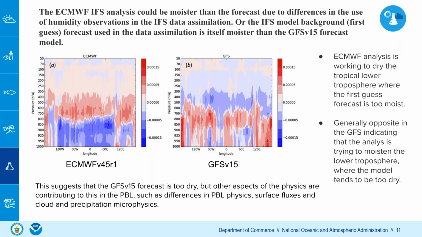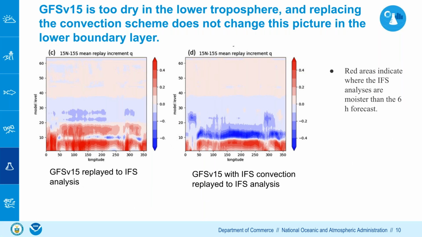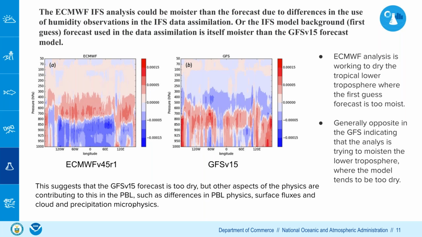I think it suggests that it's mainly due to the model forecast step. The forecast is too dry in the GFS, but as we saw before, it's not only attributed to the cumulus convection scheme. It could also be due to other physics, such as the PBL scheme, differences in surface fluxes, or for instance the differences in the precipitation microphysics.